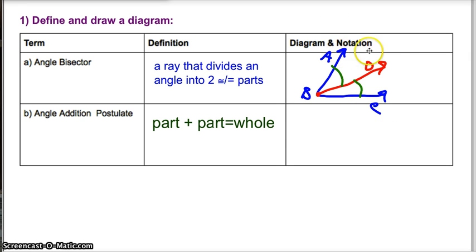For the notation, you would say that angle ABD is congruent to angle DBC. Or if you wanted to, you could say the measure of angle ABD is equal to the measure of angle DBC. Angle addition postulate. Remember, a postulate is something that is assumed true.